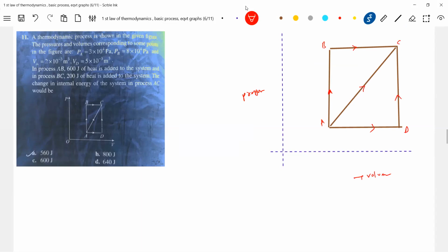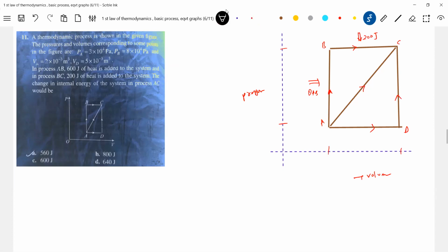Here is the volume, here is the pressure. In process AB, 600 joules of heat is added to the system, and in process BC, 200 joules. Let me write it here, it'll be easy for us. QAB. And in process BC, 200 joules of heat is added. The change in internal energy of the system in process AC is what's asked. Do we know pressure at A and B? Yes, we know pressures and volumes also.